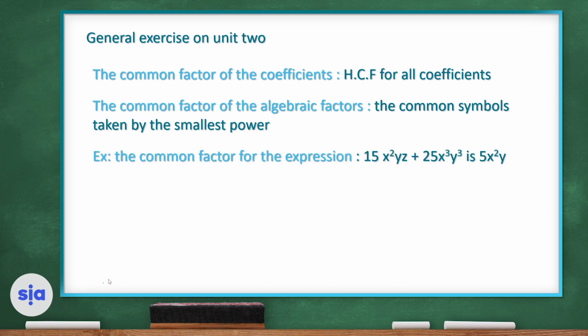Let's see this example. The common factor for the expression 15x squared yz plus 25x cubed y cubed is what? Let's first find the HCF of the coefficients. 15 and 25, their HCF is 5. X is a variable that is common in both terms, so we take it by its smallest power. It's x power 2, x power 3, then it will be x power 2. The y is in common, so we take it by the lowest power, which is y power 1, which is y, and the z is not common, so we don't take it. So the common factor here is 5x squared y.